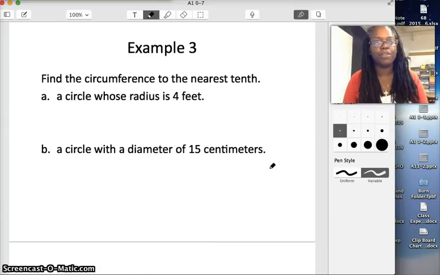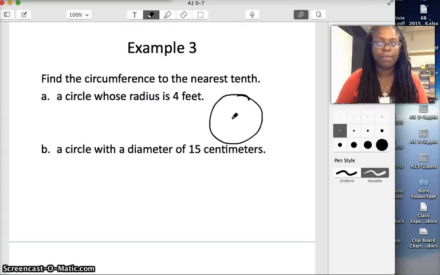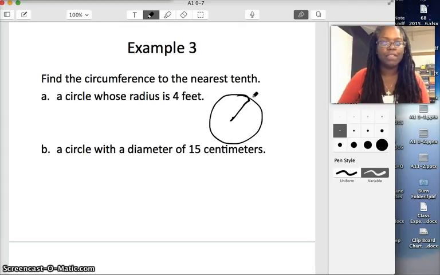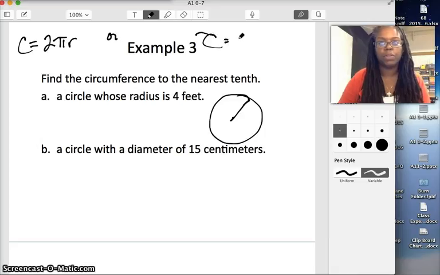Final example: find the circumference to the nearest tenth of a circle whose radius is 4 feet. Again, the picture isn't drawn. I love drawing a picture to help me remember what to do. So you need the formula for getting the circumference of a circle, and that is C equals 2 pi r, or, let me do it this way, C equals pi times d, where r here is the radius and d here is the diameter.